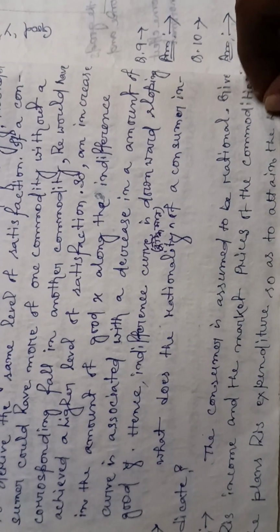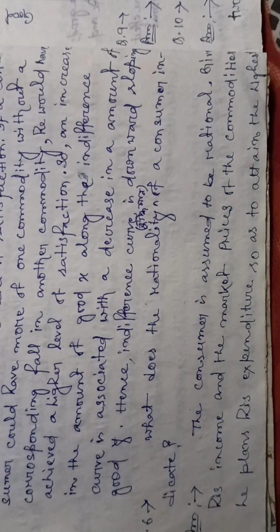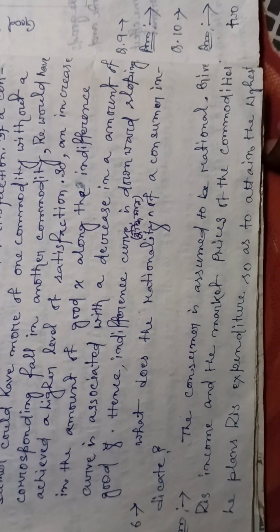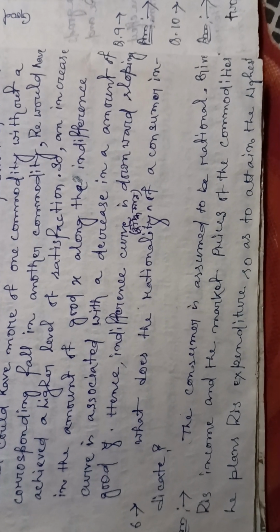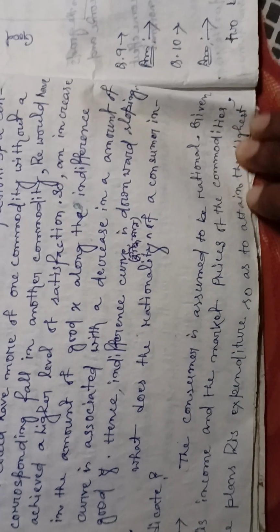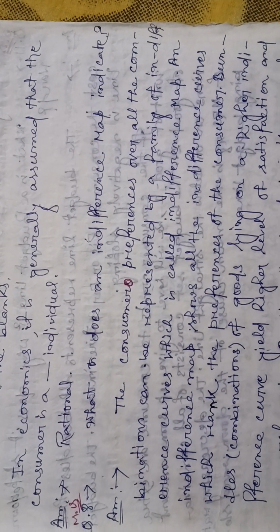What does the rationality of a consumer indicate? The consumer is assumed to be rational given his income and the market prices of the commodities. He plans his expenditure so as to attain the highest possible satisfaction. Fill in the blanks: in economics, it is generally assumed that the consumer is a dash individual. Answer: rational.